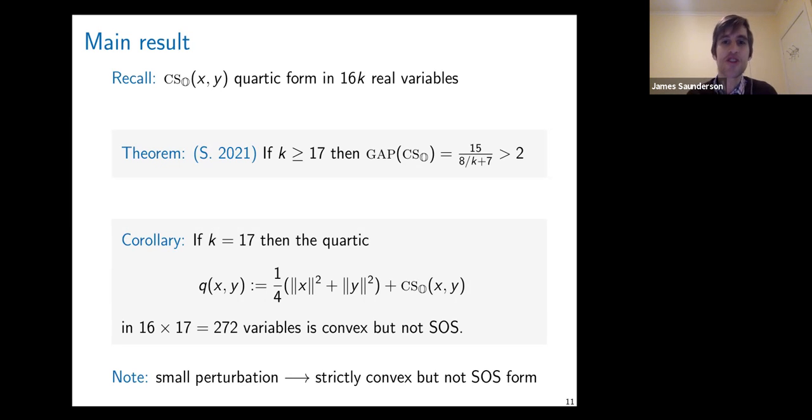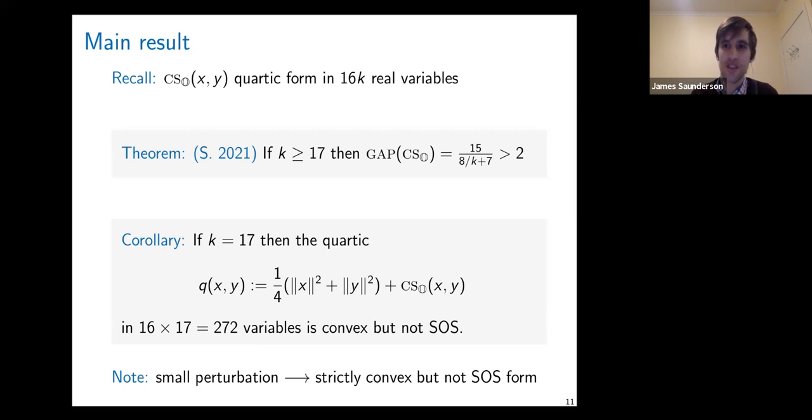And it turns out what you can show is that this gap quantity for these forms, if k is bigger than or equal to 16, is given by 15 over (8 over k plus 7). If you plug in k equals 16 into that expression, you will get 15 over 7.5, which is 2. And if you plug in k equals 17 or larger, you'll get something strictly bigger than 2. So this gives us our example of a quartic form that has this gap quantity bigger than 2, once I choose k bigger than or equal to 17.